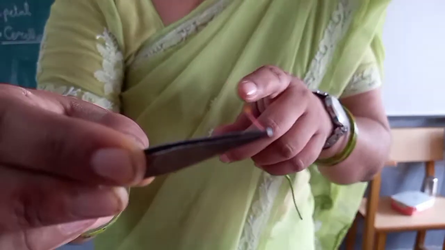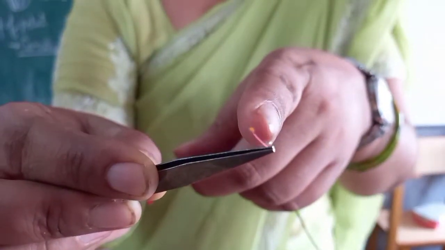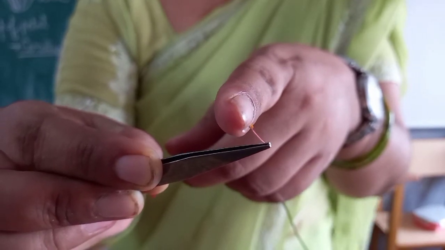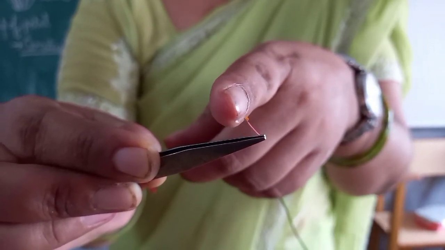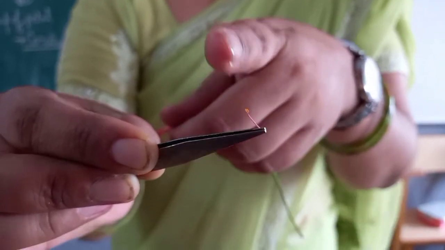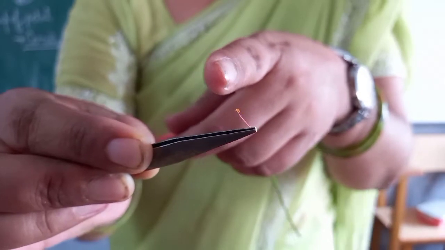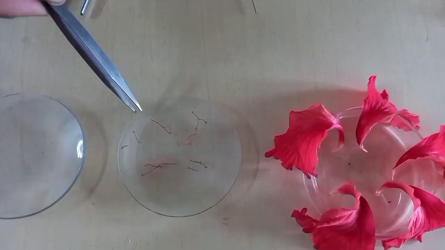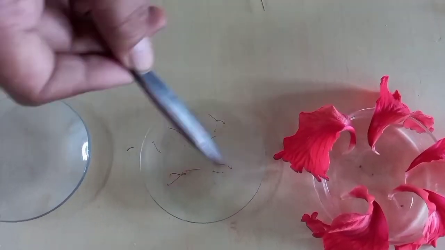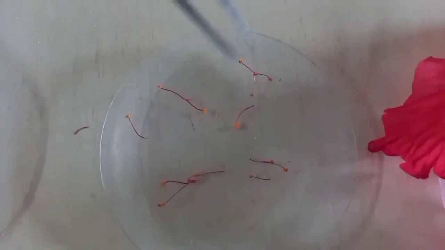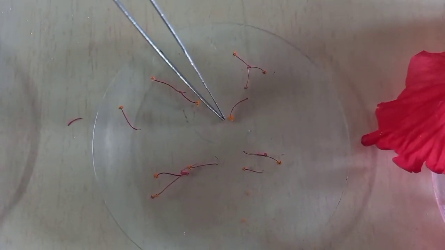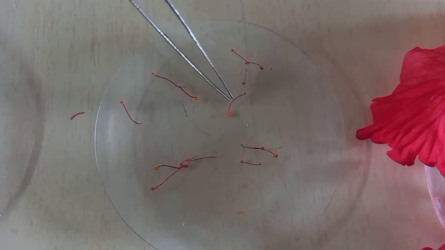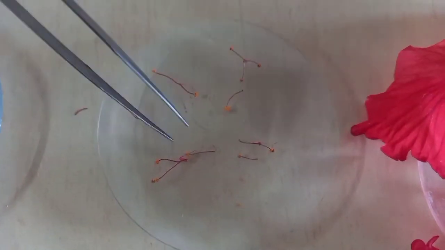now you are able to see a red color part, that is thread-like, it is the filament, and the upper part that is yellow in color, and that is your anther. And inside this anther pollen grains are formed. Now children, see the third whorl, that is stamen. This is anther and this is filament. And this is the third whorl of a flower.